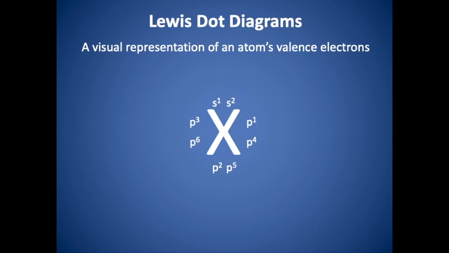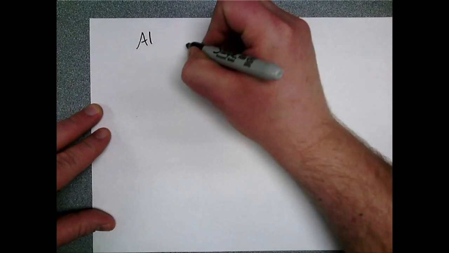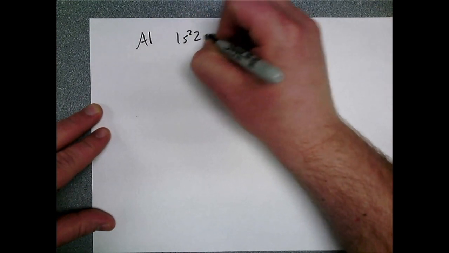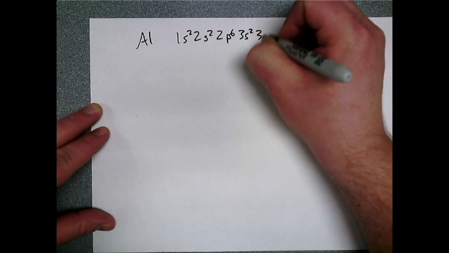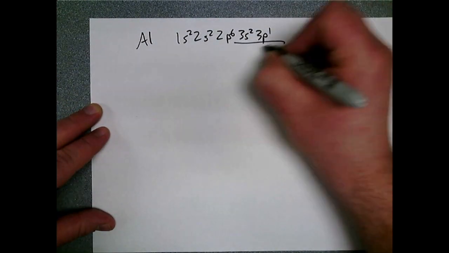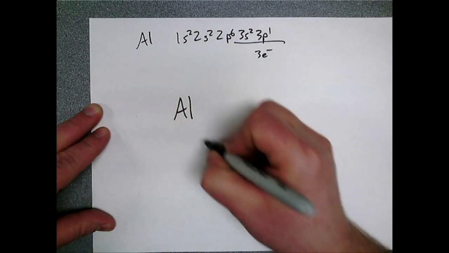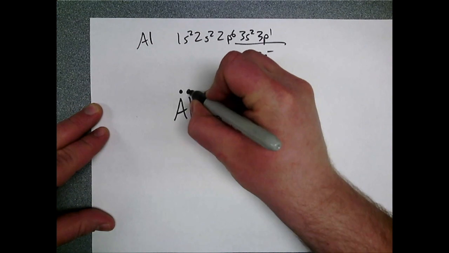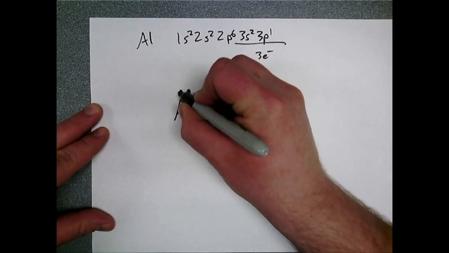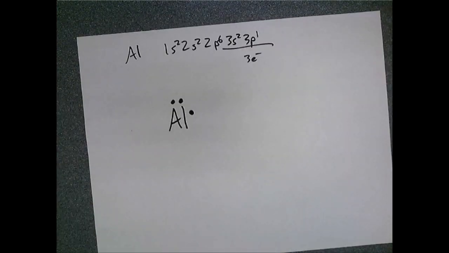So let's do another example here. Okay, so I've got aluminum, which is 1s2, 2s2, 2p6, 3s2, 3p1. So really it's got 3 valence electrons. I'm going to write the symbol for aluminum, and then I'm going to do a dot for one of the s's, and then another dot for the other s up top. S's are always up top. And then I'm going to do a P off to one of the sides, and that's it. 3 valence electrons.